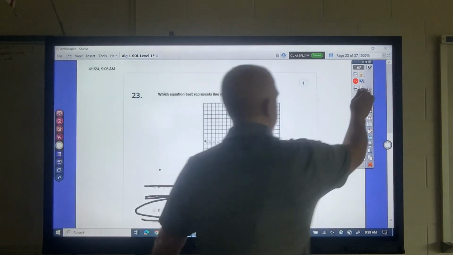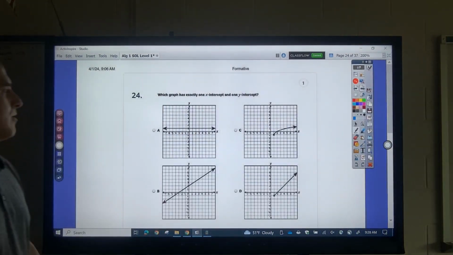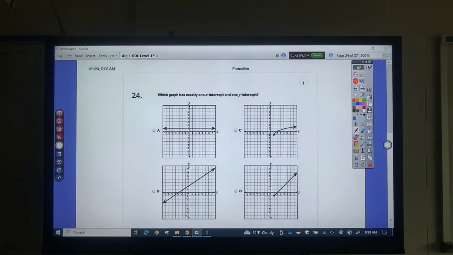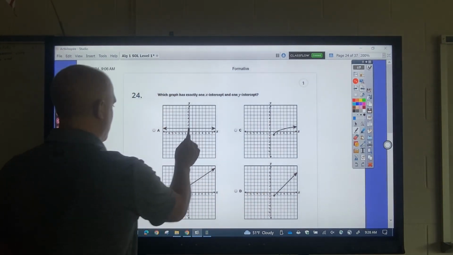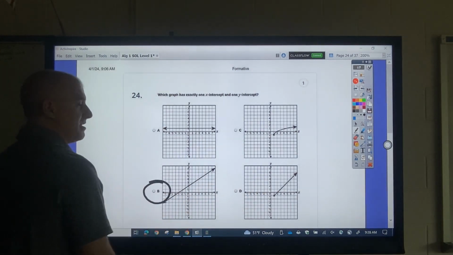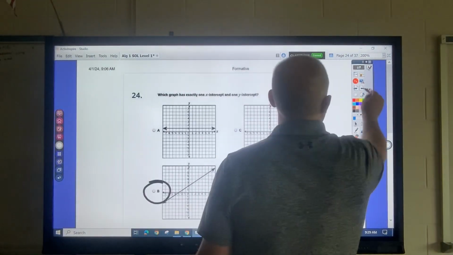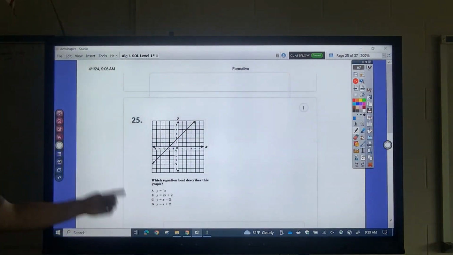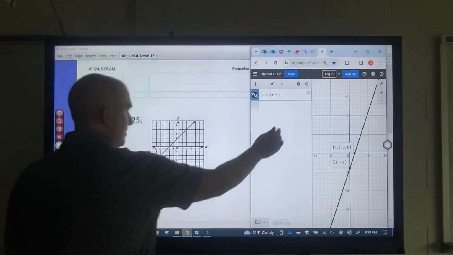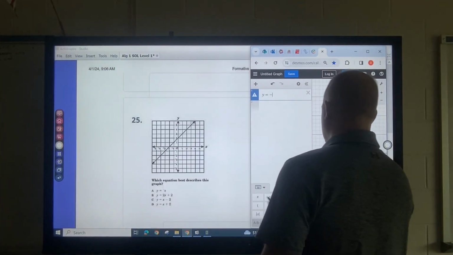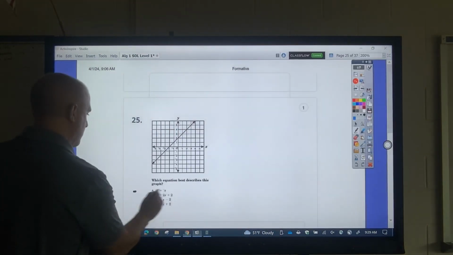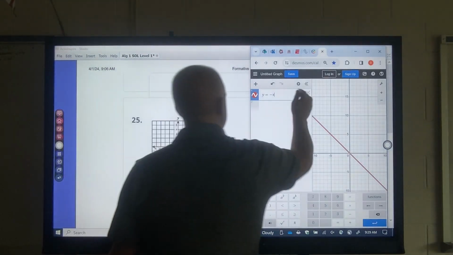So graph match. Use your graphing. Okay, one x-intercept, one y-intercept. This just has an x, x, y, x and y. It would be that one. 25. What's the line that best describes this? Once again, this is a graph match question. Can't be that one. Okay, let's try this next one.